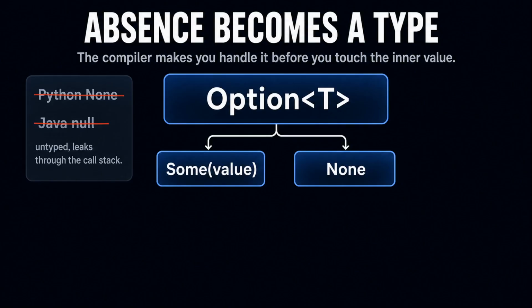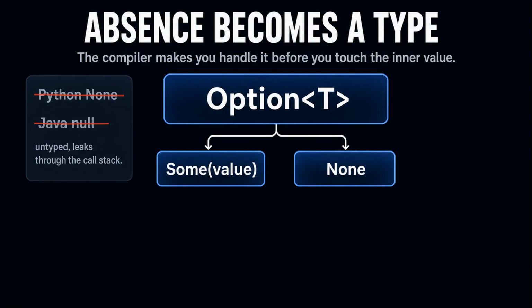The most common enum in Rust is Option. Two variants: Some, which contains a value, and None, which contains nothing. A lookup that might fail returns Option of User. A vector index that might not exist gives you an Option. A config field that can be missing is modeled as Option of the inner type. Absence is in the type itself.